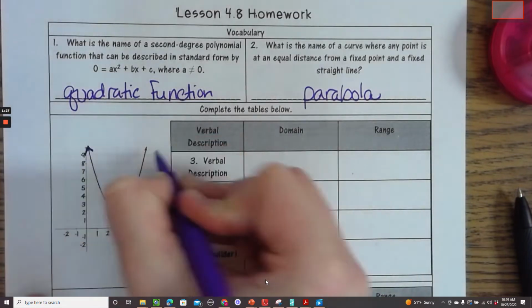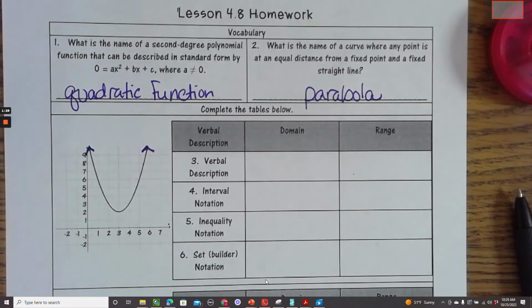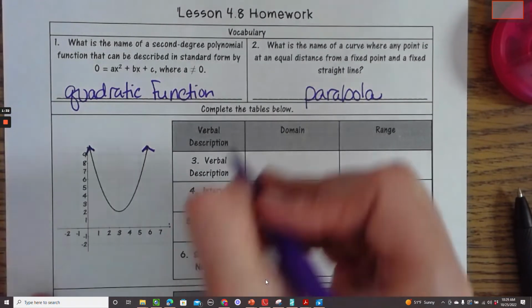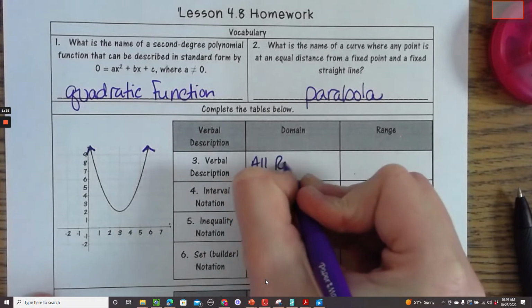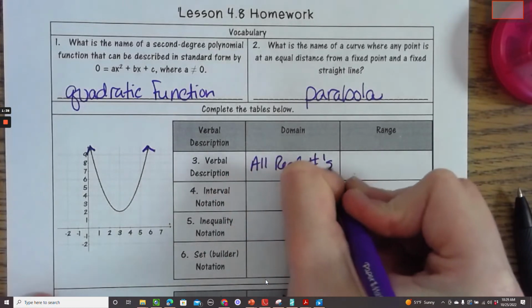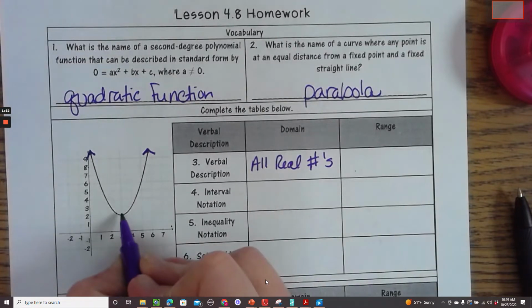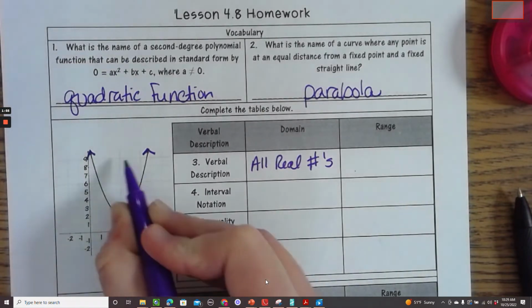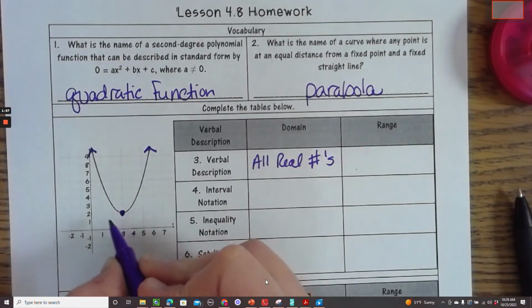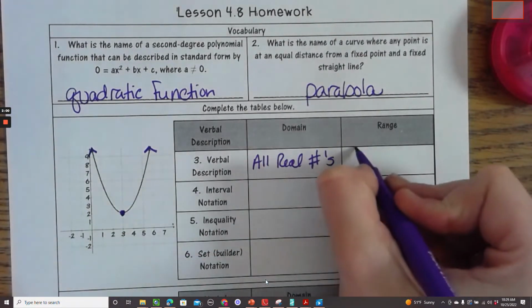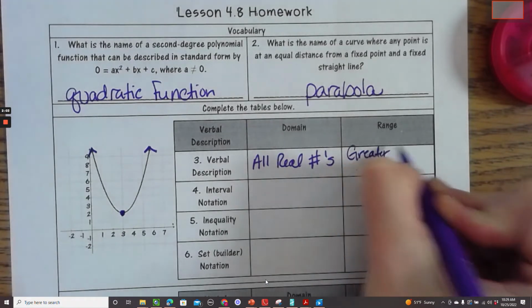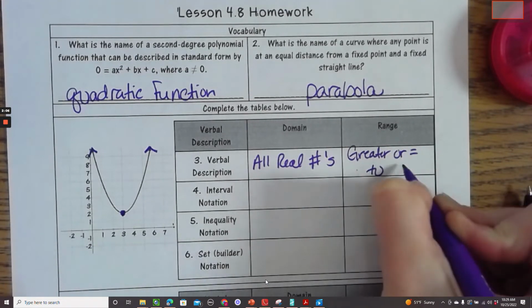So this graph has 2 arrows on the end. So what is the domain? All real numbers. So all real numbers. Range. Greater than 2. Find the max or the min. Here it's a minimum. Everything is greater than 2. Is it greater than or equal to? So greater or equal to 2.